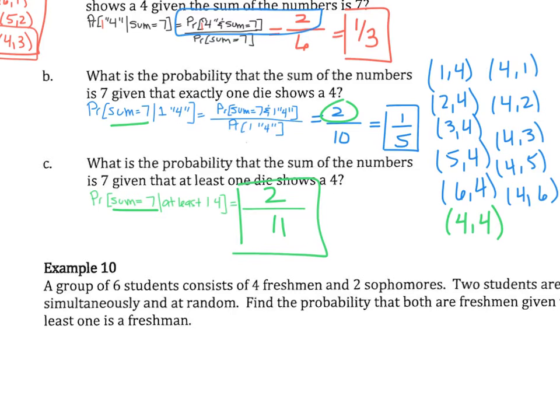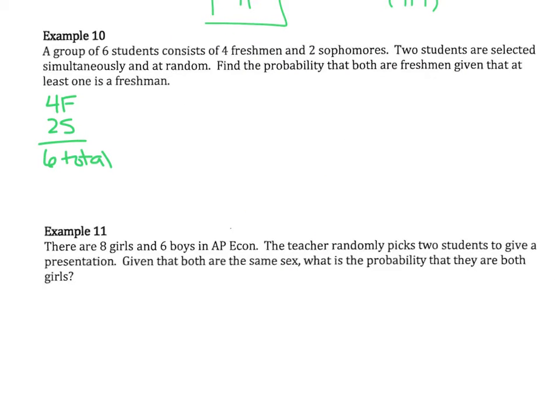And there's your answer. Example 10, a group of 6 students consisting of 4 freshmen and 2 sophomores, as noted to the left. 2 students are selected simultaneously and at random. Find the probability that both are freshmen, given that at least one of them is a freshman. Complicated wording there. Let's first just write it as a probability of conditions. The question's asking, find the probability that both are freshmen.